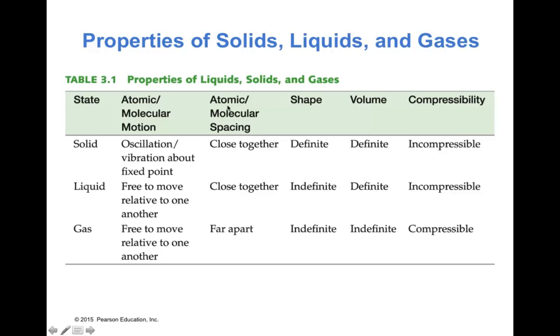The spacing between the atoms or molecules in the solid is close, and also in the liquid, while in the gas, they are far apart. That's why they can be compressible. The shape is definite in the solid, indefinite in liquid, and in the gas, they just take the shape of the container that they are in. And the volume also is definite for the solid as well as the liquid, and for the gas the volume is indefinite. And for compressibility, the solid and the liquids are incompressible, while the gas is compressible.